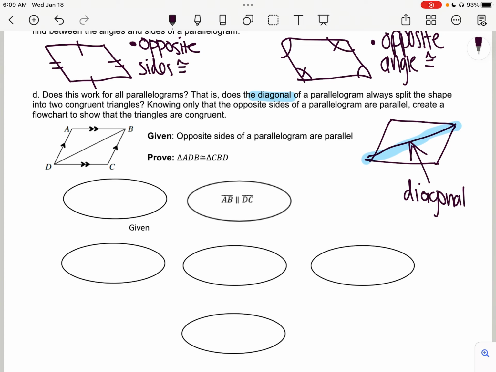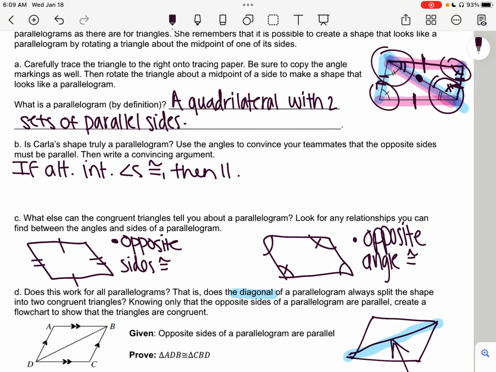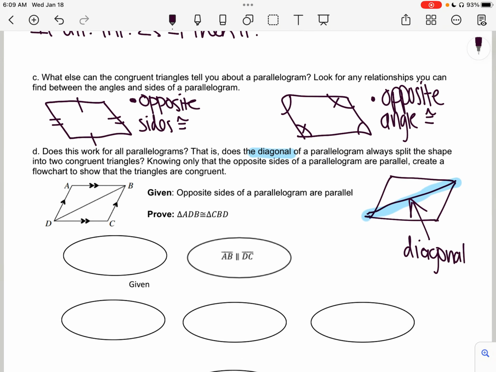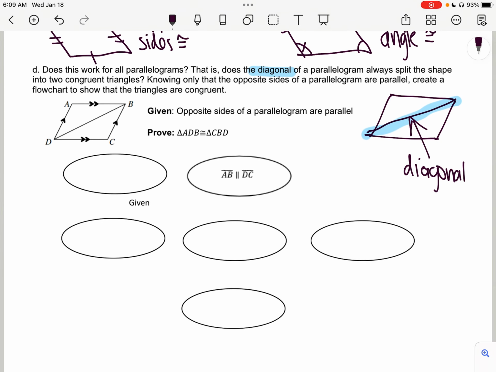So let me read that again. That is, does the diagonal of a parallelogram always split the shape into two congruent triangles? So if I look back up here, this diagonal right here was splitting the shape into two congruent triangles because I rotated, but does it just do it anyways? Knowing only the opposite sides of a parallelogram are parallel, create a flowchart to show the triangles are congruent.